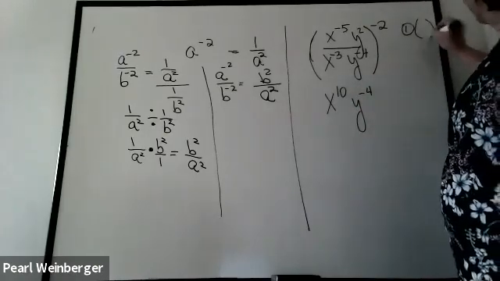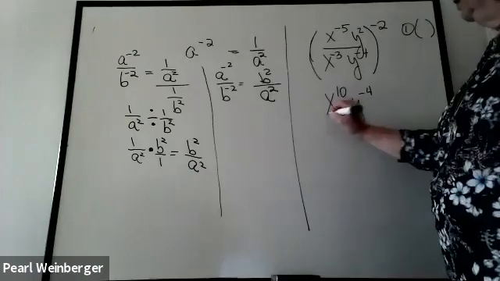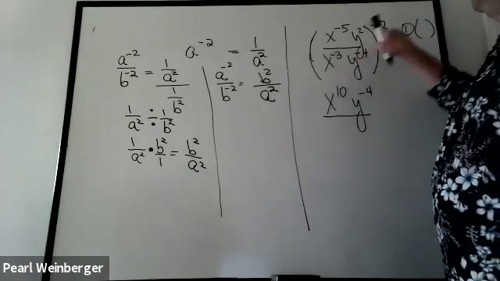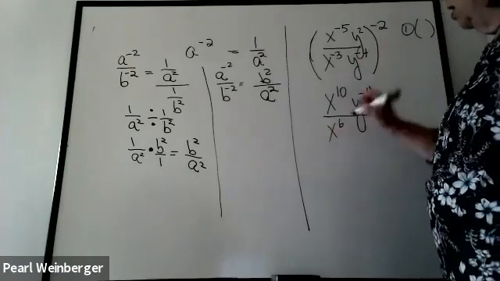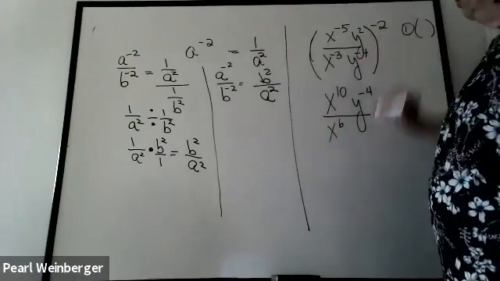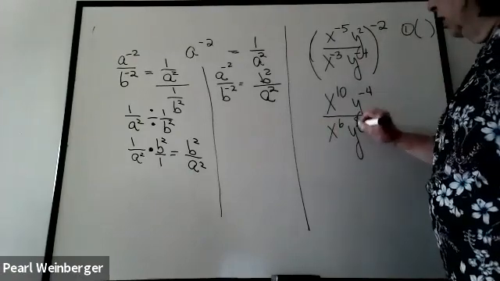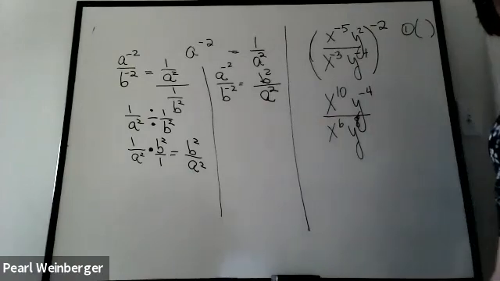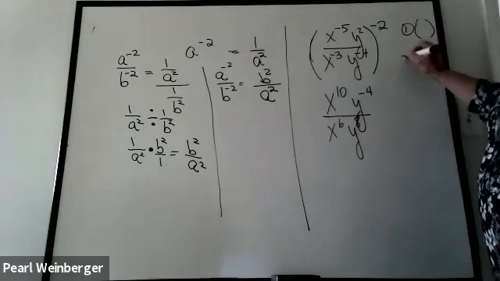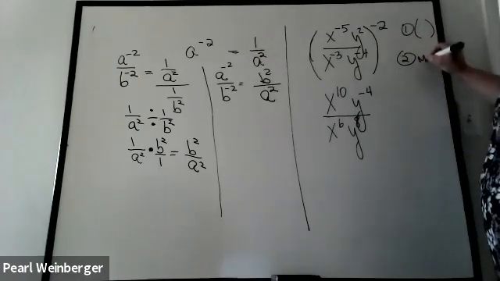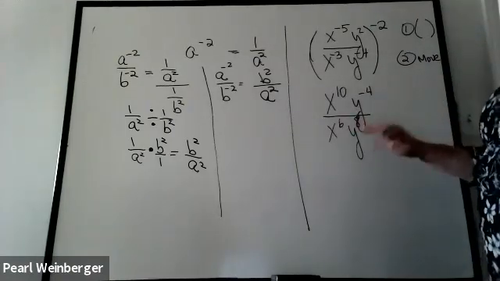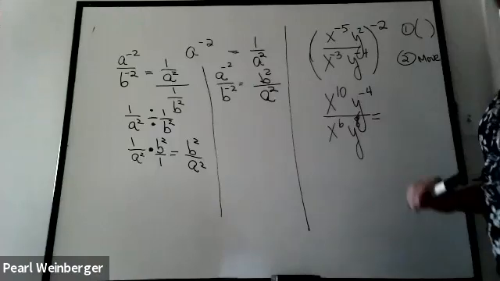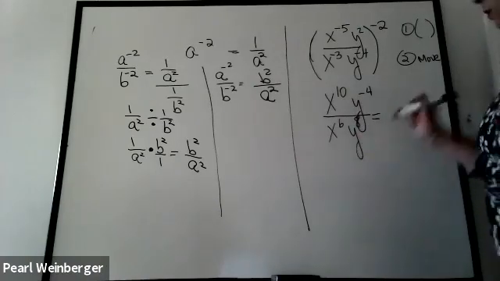I'm just writing down what I'm doing. I'm removing the parentheses. x to the negative 3 to the negative 2 gives me x to the 6th. And y to the negative 4 to the negative 2 gives me y to the 8th. That right away simplified something somewhat. What do we do now? Now we move things. We move anything with a negative exponent. If it has a positive exponent, we let it stay where it is. If it has a negative exponent, it gets moved.